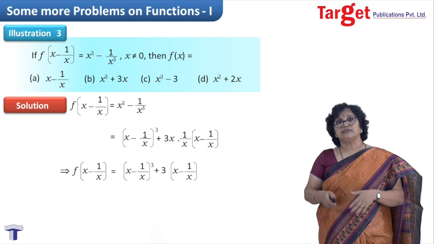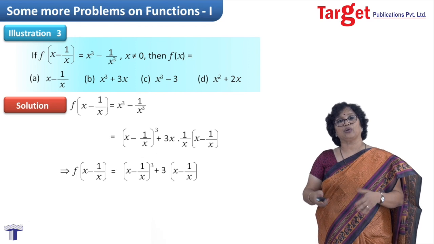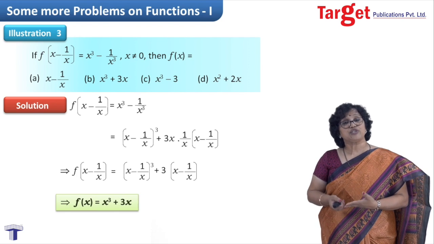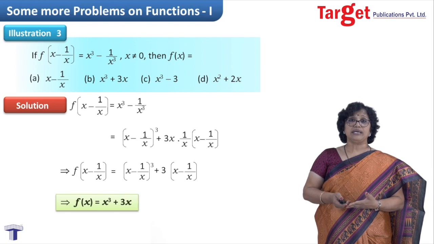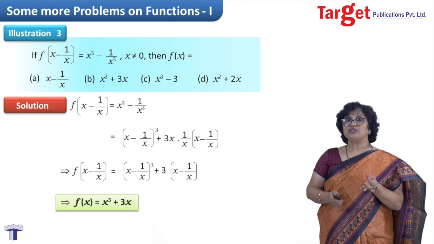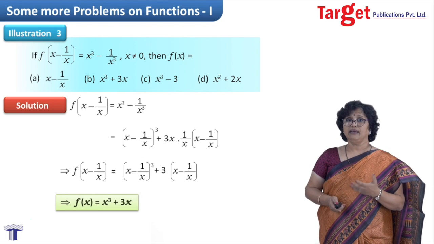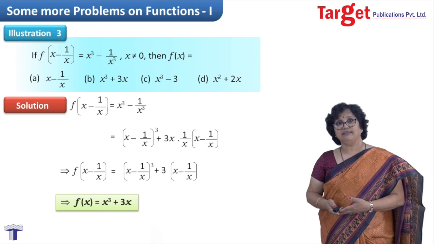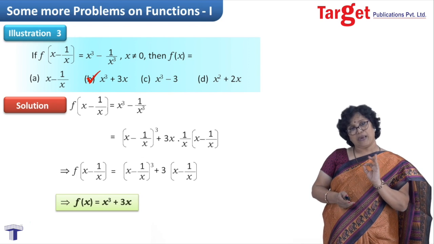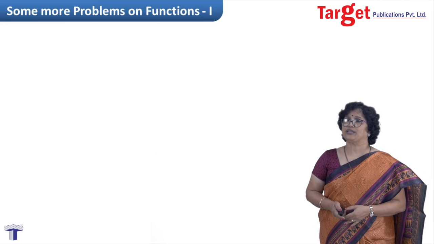But t is a dummy variable. If you wish you can write it as u. If you wish you can write it as x. And hence f(x) should be nothing but x cube plus 3x. I hope you understood the importance of that dummy variable. Fine. Now should we take one more? Yes, everyone is ready. So let us take one more. Mark the correct option B and move to the next one.